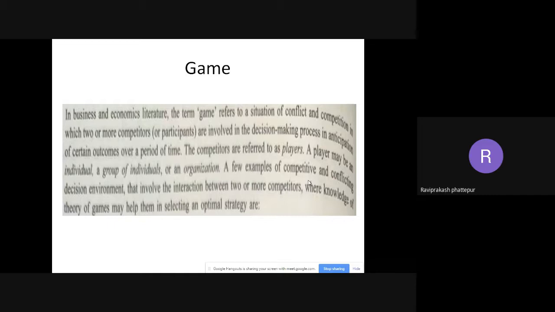Okay, and participants or competitors, it could be two or many. So the competitors are referred to as players. As we call the situation a game, the many competitors are called the players. A player can be an individual, a group of individuals, or an organization. So there could be one person, a group of people, or an organization as well. Okay, so this is a game.